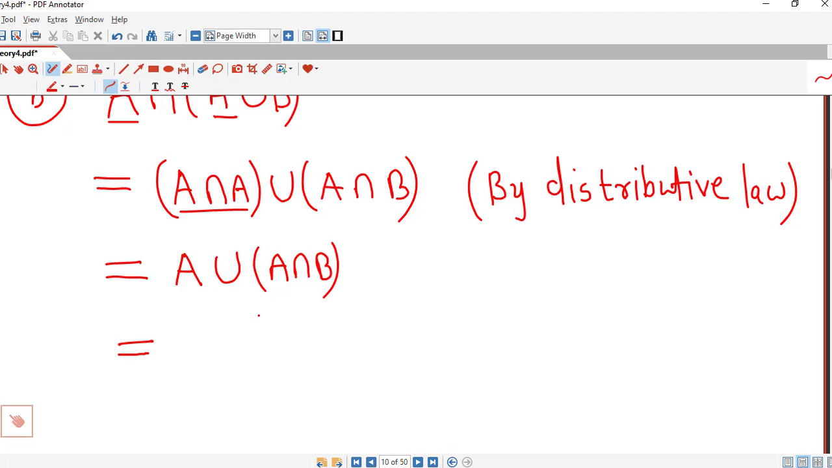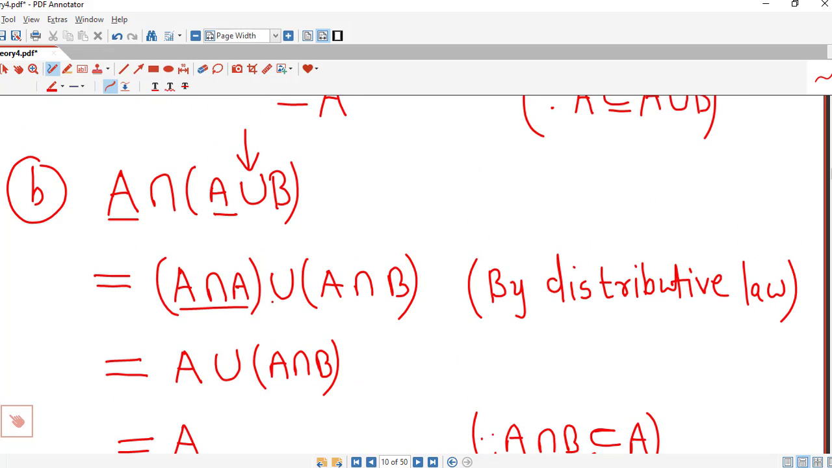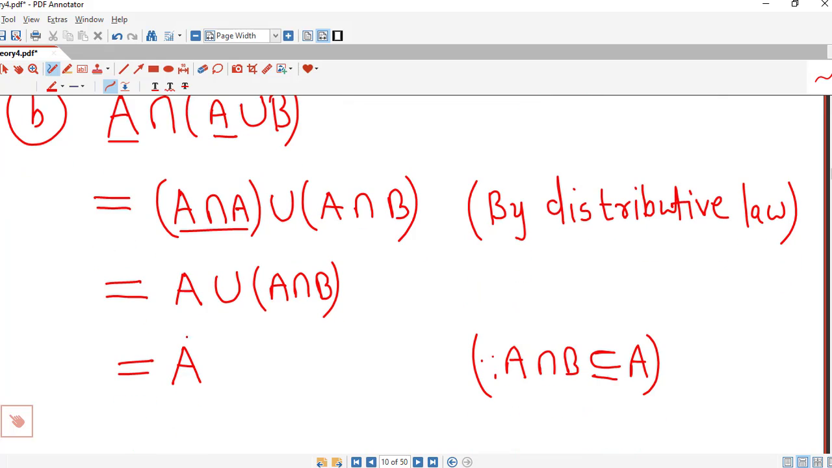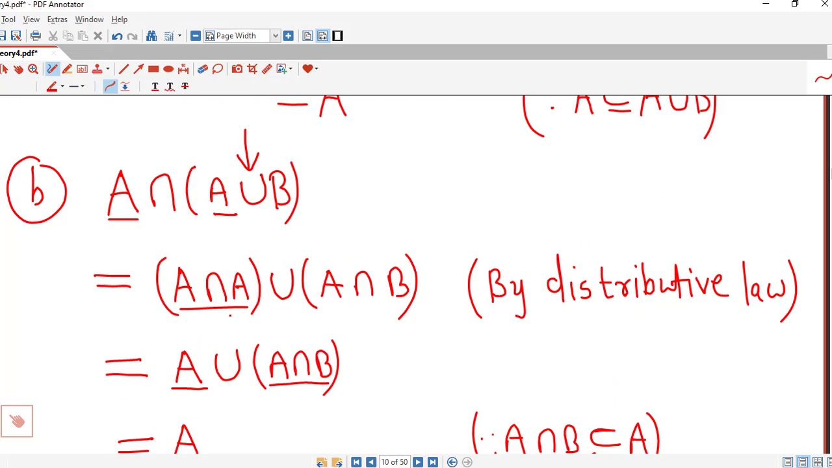Now here we are considering union of A with A intersection B, and we know that A intersection B is always contained in A. Therefore this is equal to A because A contains A intersection B. So their union is set of all points inside A or set of all points inside A intersection B and set of all points inside both the sets. So this is equal to capital A.